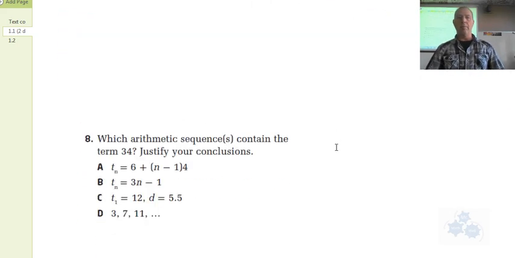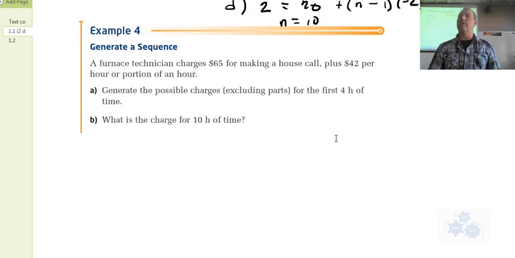Okay, I think I've got one more example here. I might go over number 8 with you as part of the second part of the assignment. But let's go over example 4, last example I'll do for today. Okay. So a furnace technician charges $65 for making a house call. There's that flat fee that we talked about, right? Flat fee. And $42 per hour or a portion thereof. So it's $42 an hour after that. And if it's 10 minutes, it's a portion of that 42. So generate the possible charges, excluding parts and all that, for the first 4 hours of time.